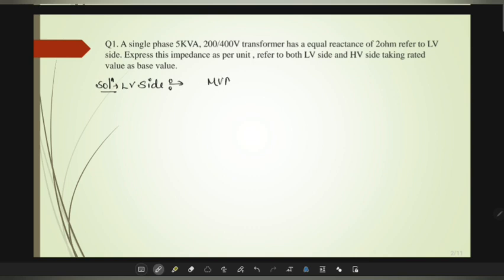So what is the MVA base? The MVA base is 5 into 10 to power minus 3 MVA. Now what will be the kV base? The kV base will be 200 volt because we have taken the LV side, right? So the kV base will be equal to 200 volt because we have taken the LV side. Now, the impedance they have given on the LV side is 2 ohm.